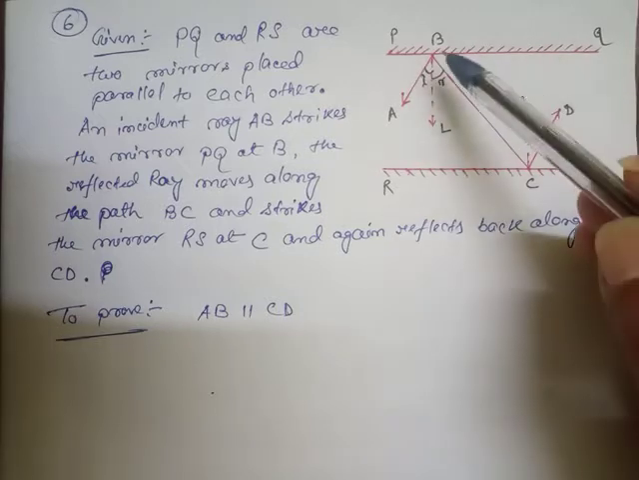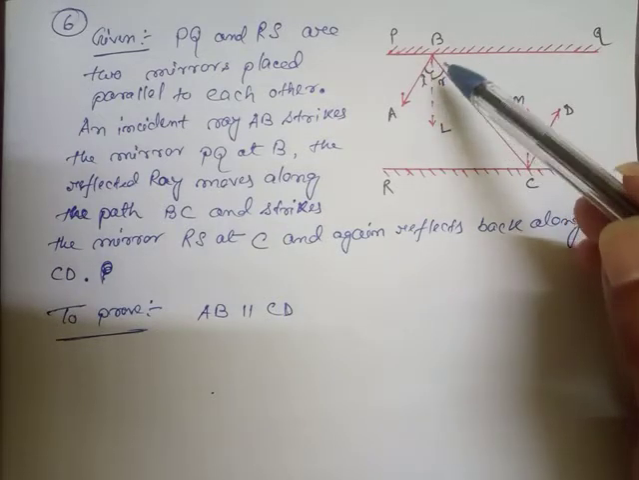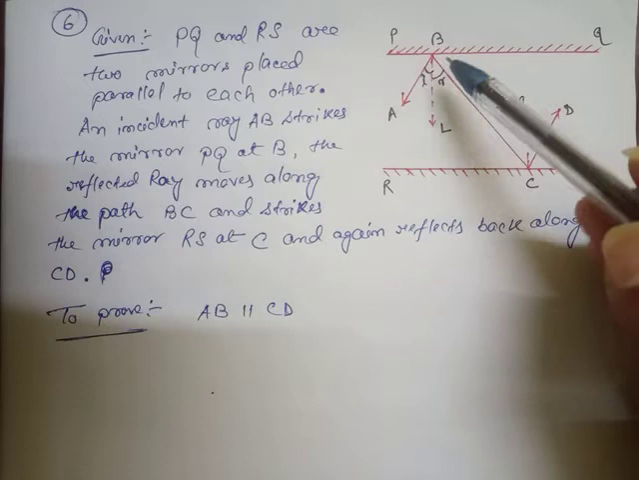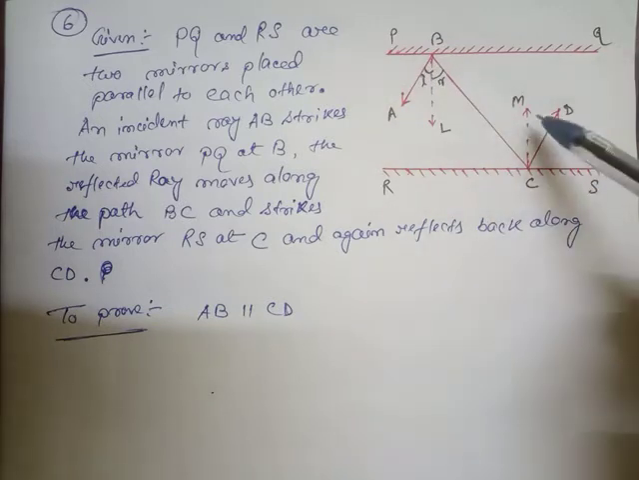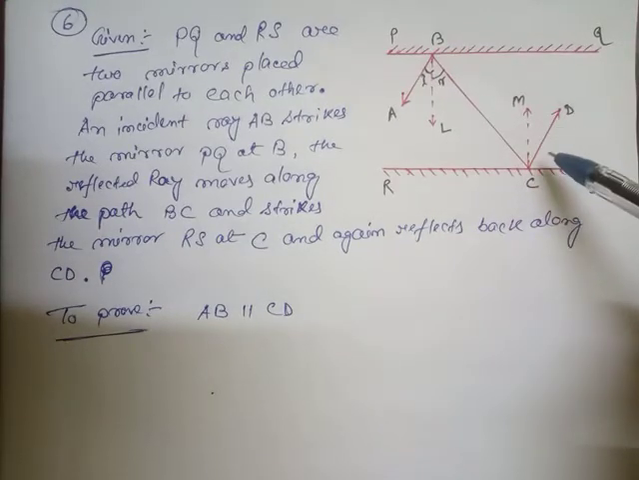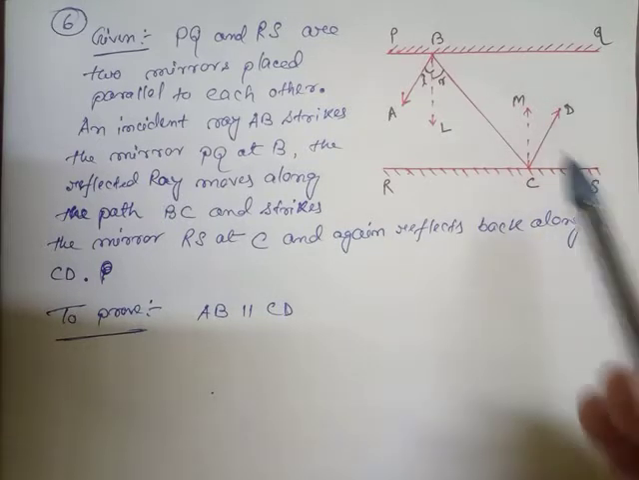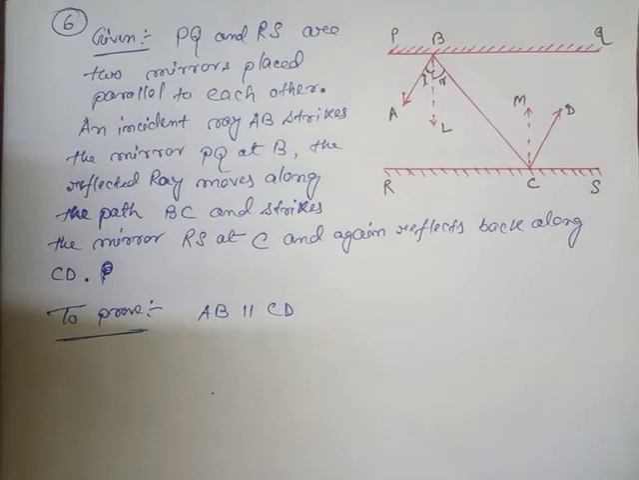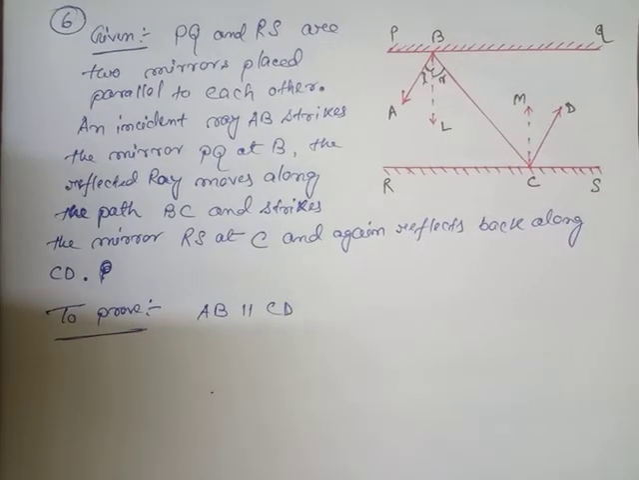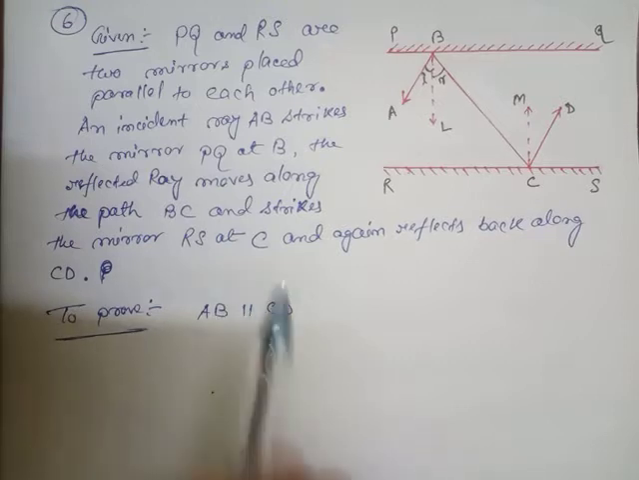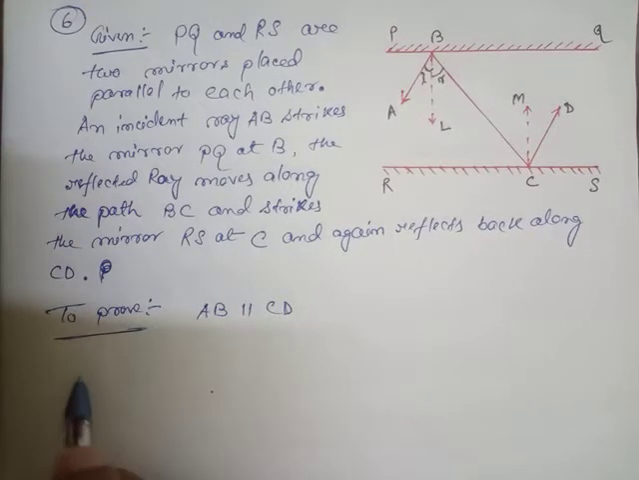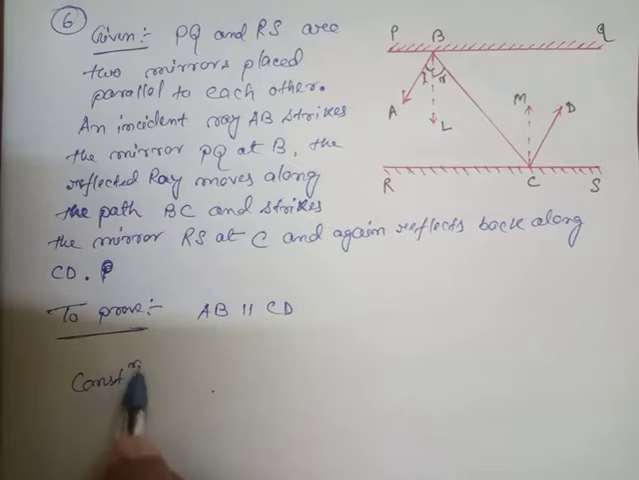Now if we draw the line here, it is the normal, or we can say that BL is perpendicular to PQ, and here also CM is the normal again, and CM is perpendicular to RS. Now look how to solve this one, student. The given part I have written from the book, and the to-prove part also from the main book. Now the construction part I am writing here, construction.